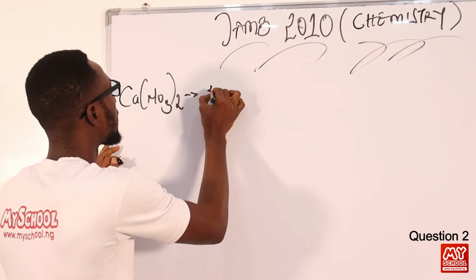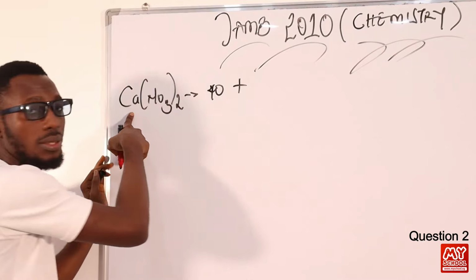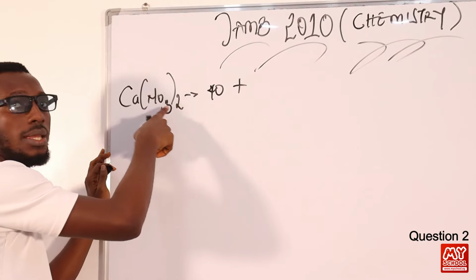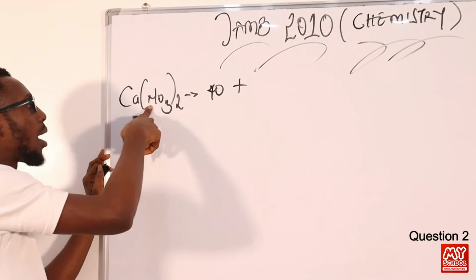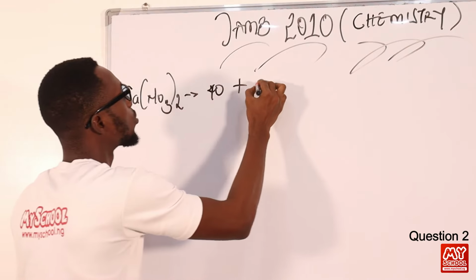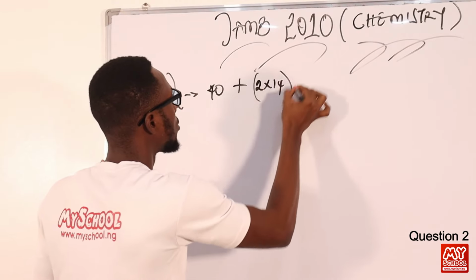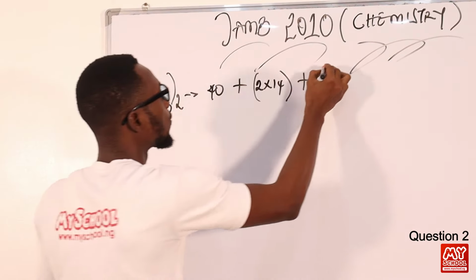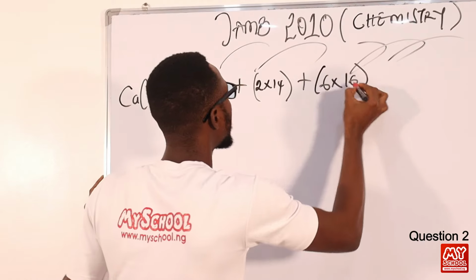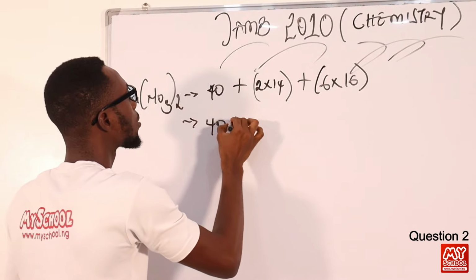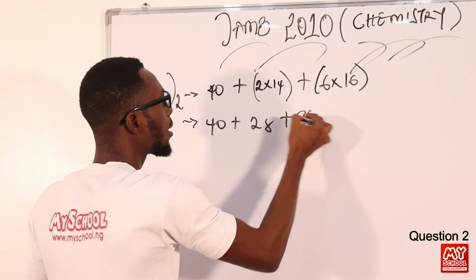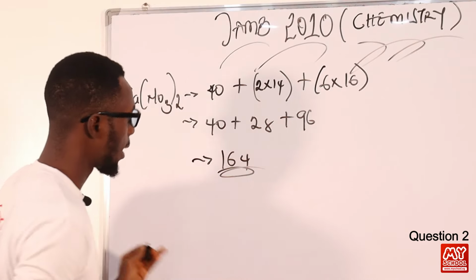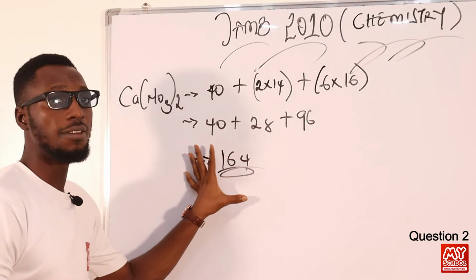We know calcium is 40, just one atom of it. Then look at nitrogen. We have one atom in the parentheses here, then you see we have 2, so 2 atoms of nitrogen will be present. That will be 2 times 14 for nitrogen. Then we have 3 atoms of oxygen, times 2, that accounts for 6, times 16. So I should have 40 plus 28 plus 96. If I sum this up, I should have 164. This is what we have as the relative molecular mass.